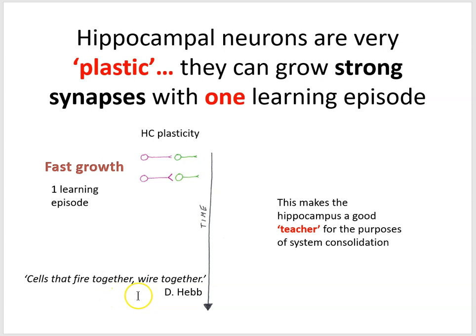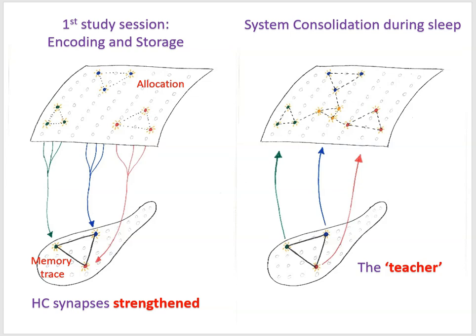And here's the phrase that we noted for plasticity: cells that fire together wire together. And this feature of hippocampal neurons, that they can quickly strengthen their synapses, makes the hippocampus a good teacher for the purpose of system consolidation. And so we have encoded and we have stored the information now. Now when we go to sleep, we're going to reactivate those hippocampal memory traces. They will activate the cortical memory traces, and that will allow the cortical memory traces to get stronger and, in fact, be linked together. We call this system consolidation.